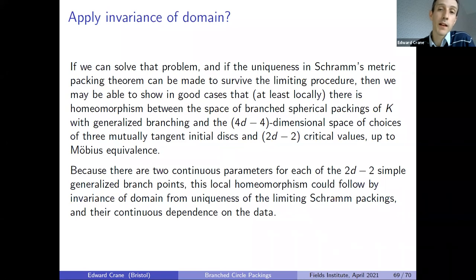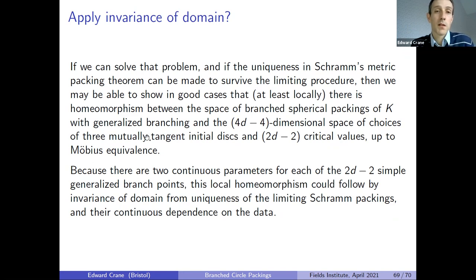Finally, if you can do that, you have a chance that you could apply the invariance of domain theorem. So this is what Phil was talking about in his talk, a similar idea. We have a way of parameterizing some packings using these overlap angles and the parameterization of the shifted branch points. And because we had 2D minus two branch points and there's two parameters for each one, we have a 4D minus four dimensional space of parameter choices.